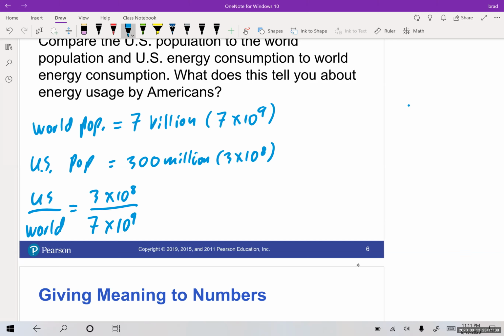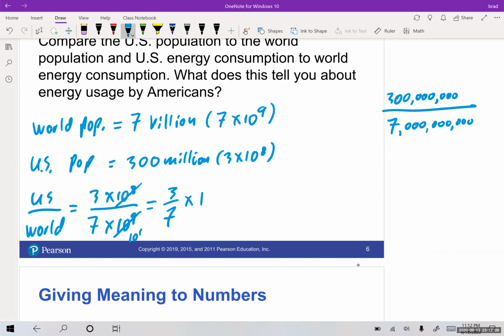So something that's really nice about scientific notation. Notice if you did it the other way, you would have to write out 300 million divided by 7 billion, right? But scientific notation just says, well, this is 3 over 7, and then this is 10 to the 8th, and this is 10 to the 9th. So we're still left with a power of 10. So this would be 3 over 7 times 10 to the 1, but that's really just 3 over 7.